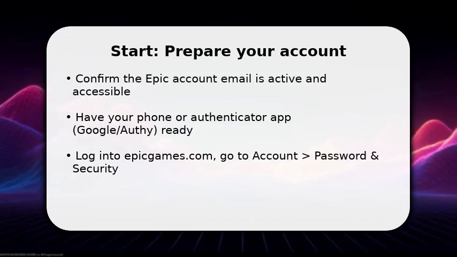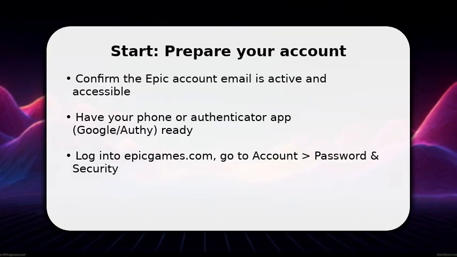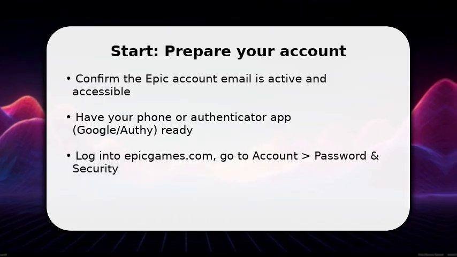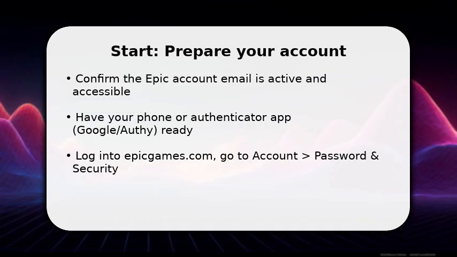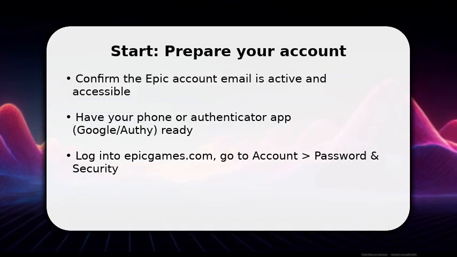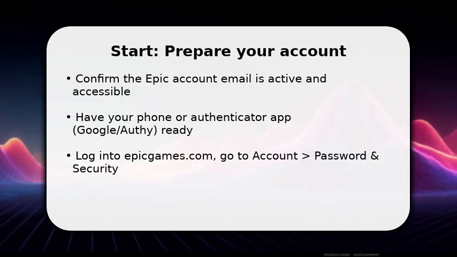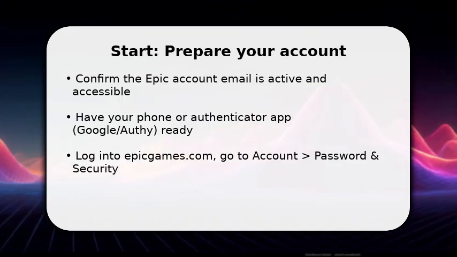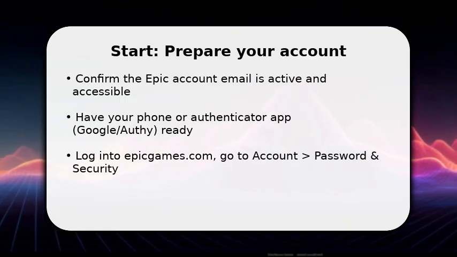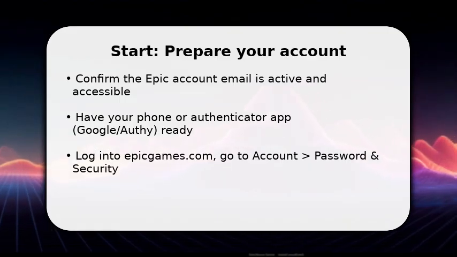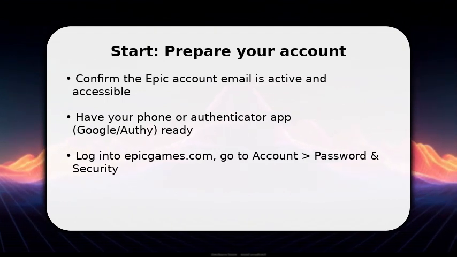You begin by confirming access to the Epic account email because that's where recovery links and confirmations go. Once done, open your phone and decide whether you'll use SMS or an Authenticator app. Next, log into EpicGames.com and navigate to Account, then Password and Security to reach the two-factor authentication section. You do this now to avoid delays later. Making these checks first prevents getting locked out mid-process and lets you follow the next steps immediately.